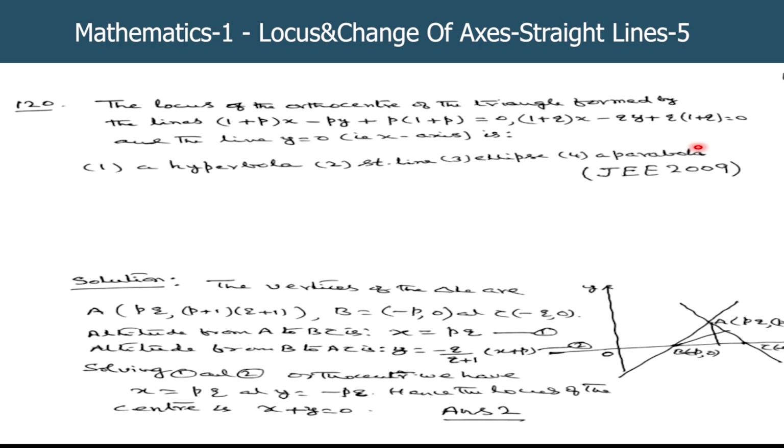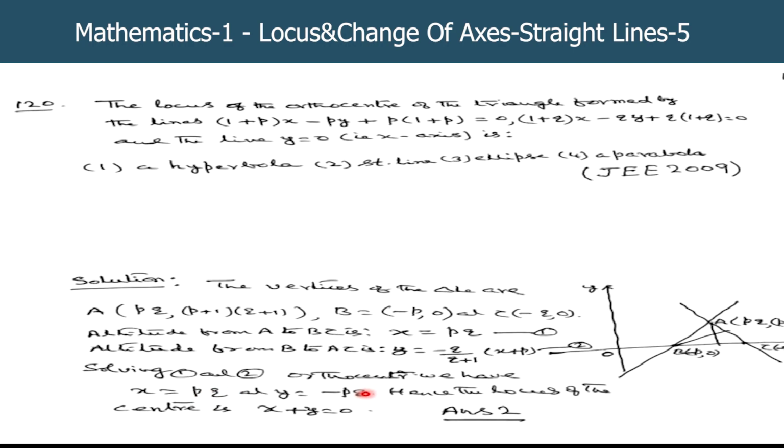Now you know that by solving the lines' equations, the vertices of the triangle are A: pq comma (p plus 1)(q plus 1); B: minus p comma 0; C: minus q comma 0. Now altitude from A to BC is x is equal to pq. Altitude from B to AC is y is equal to minus q by q plus 1. Solving 1 and 2, for the orthocenter we have x is equal to pq and y is equal to minus pq. That means x plus y equal to 0.